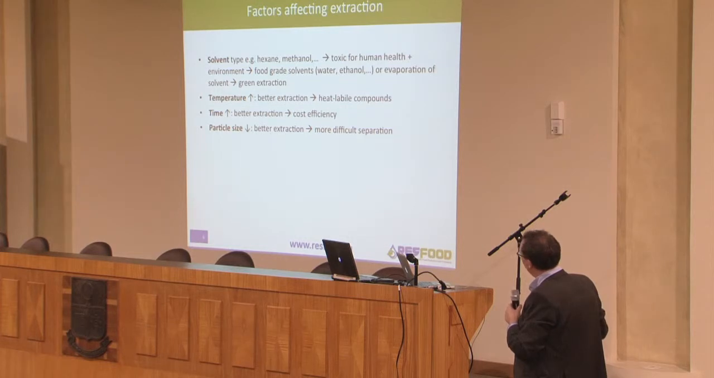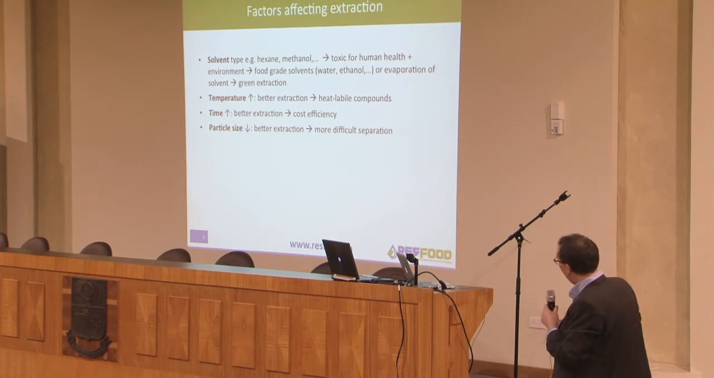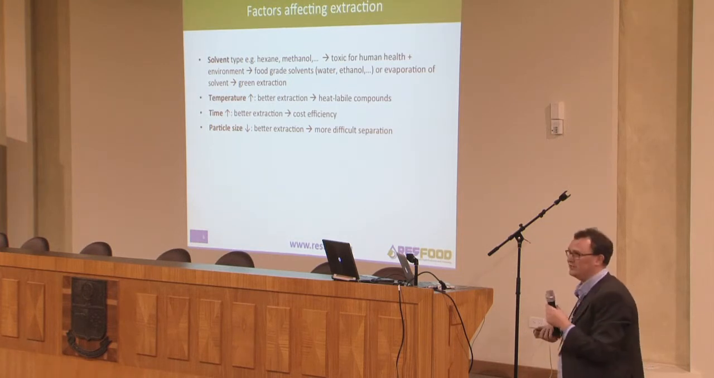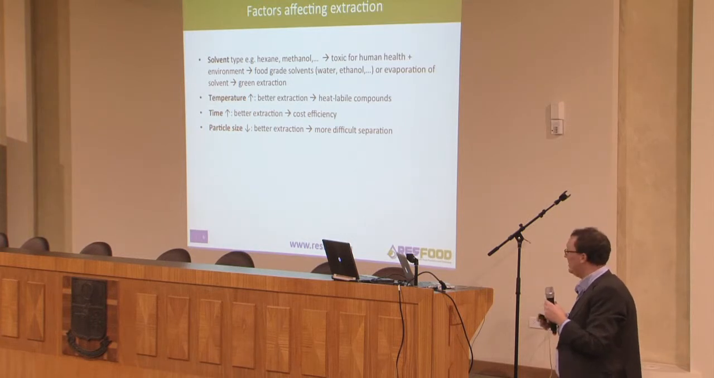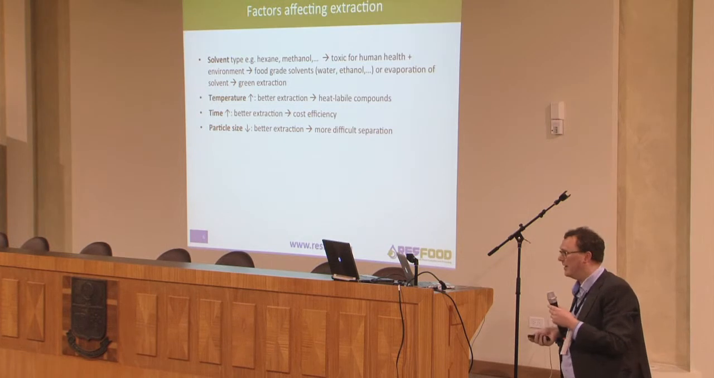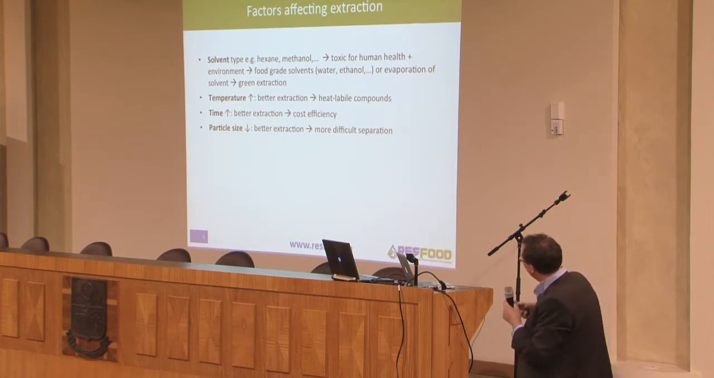The second parameter is the temperature. In general, when temperature increases, you have better extraction. But you have to be careful with heat labile components so that they don't degrade. Time is an important parameter. In general, when time increases, you will have better extraction. But as the time increases, your cost will also increase. So you always have to look for a balance between cost and time or the extraction rate.